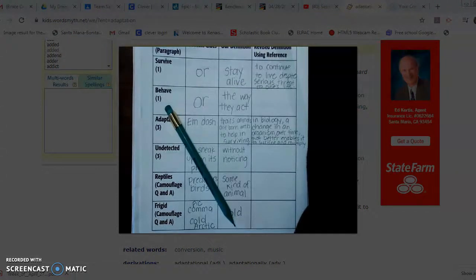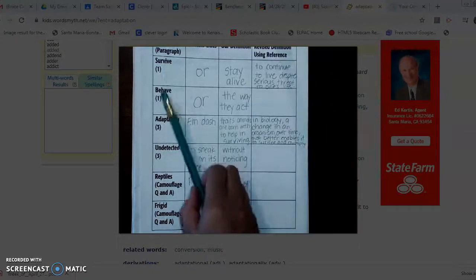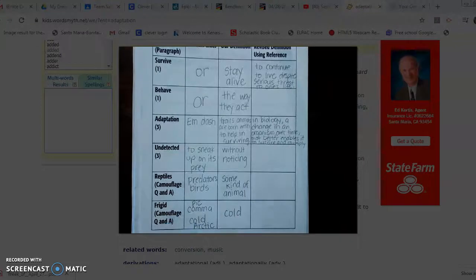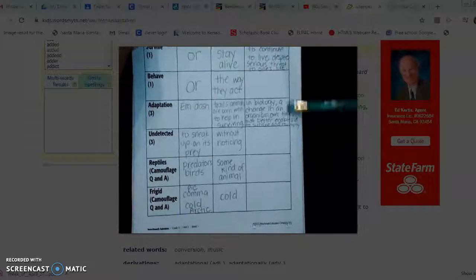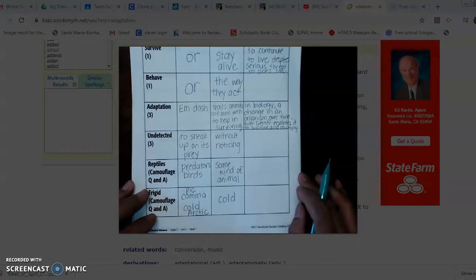I've used kids.wordsmith.net to help me find the matching definitions for our vocabulary words. I want you to finish off the rest of them, so you have 4 more to do, and that'll be your assignment for today from Context Clues chart.